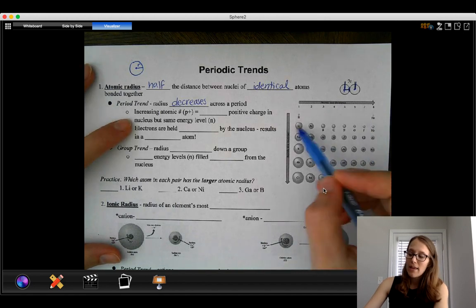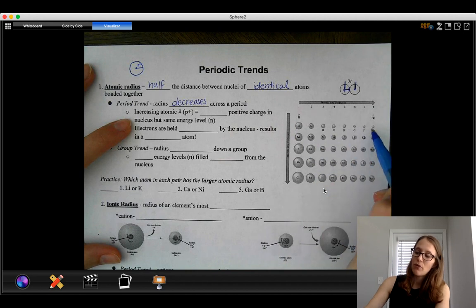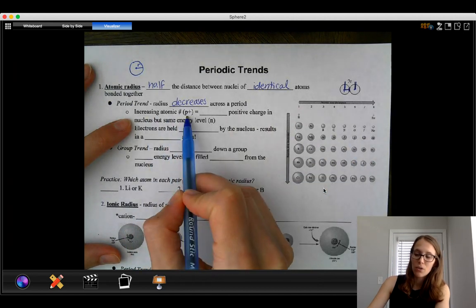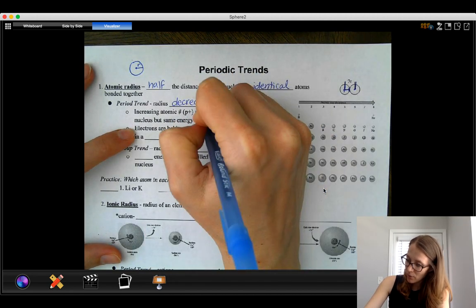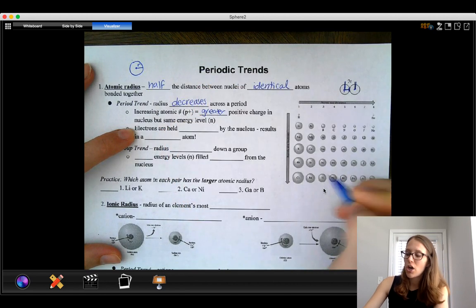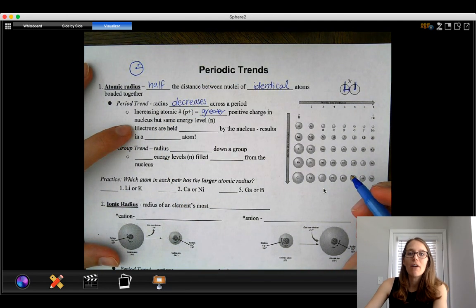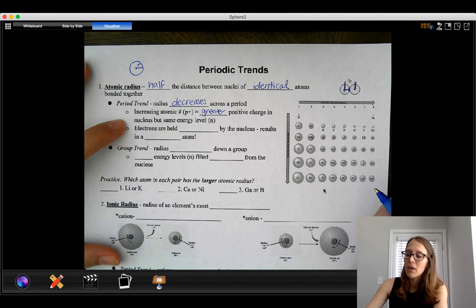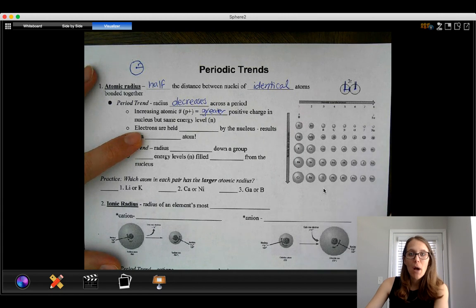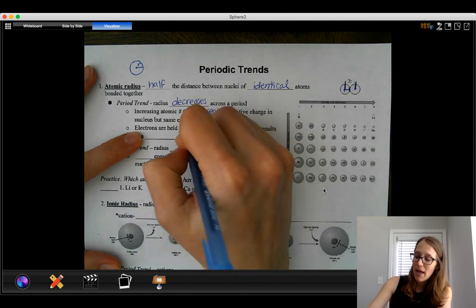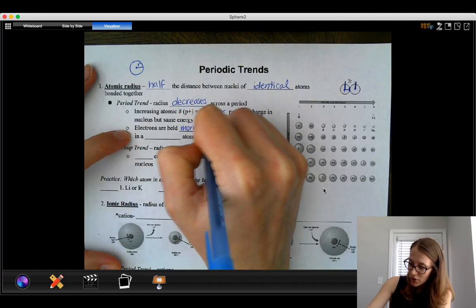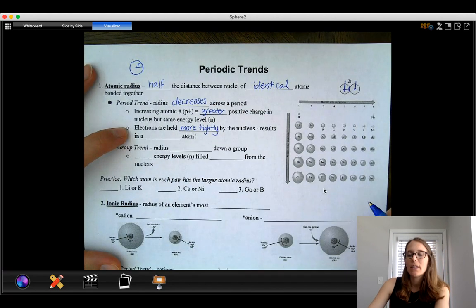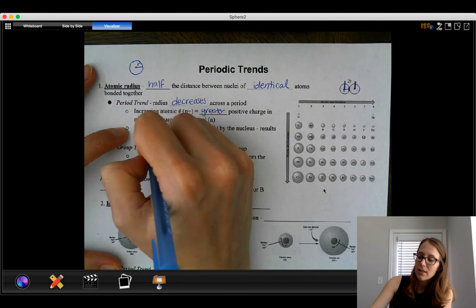So the reason why the atoms get smaller as we move across is that we're increasing the atomic number, which is the number of protons, and we're going to end up having a greater positive charge in the nucleus, but we still have the same number of energy levels of electrons. So we still have the same number of rings of electrons around the nucleus. What this is going to do, when there's a greater positive charge in the center, is that electrons are going to be held more tightly or closer.